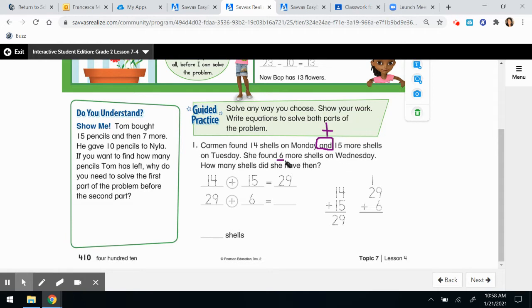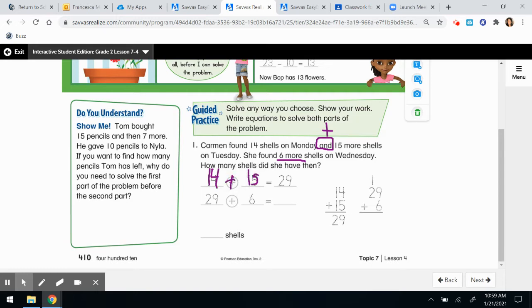All right, word problems are all about finding the key words. Words like and or more tell me that I'm going to be adding. If she finds 6 more shells, then she's adding them. Let's do step 1 and trace this out. She had 14 on Monday plus the 15 more she found on Tuesday.